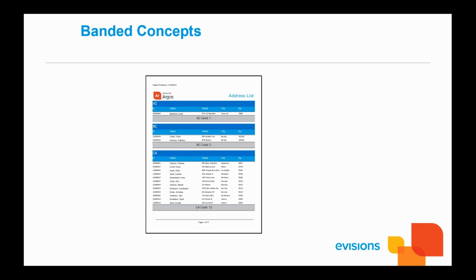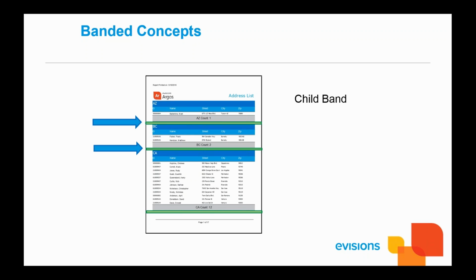The next band is a child band, which always prints after its parent band. We have a child band here following our group header that contains the column labels, and it's difficult to see, but we also have a child band following the group footer. In this case, this band does not contain any data, and it's just being used as a spacer to separate our group footer from the following group header.